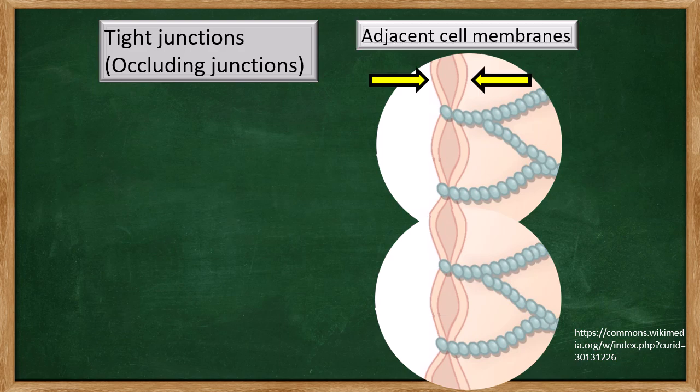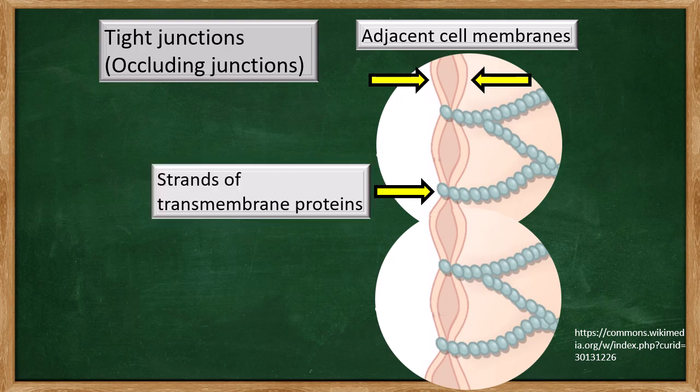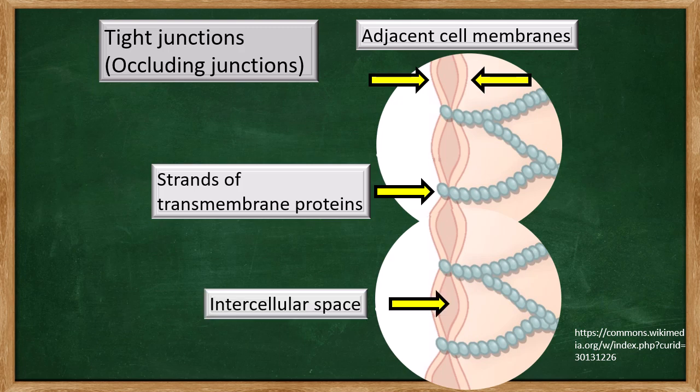Now those are the adjacent cell membranes. There's hardly any gap between the cell membranes, and the strands of transmembrane proteins help in virtually sealing off or completely gluing these two cell membranes. And here you can see a very little gap between the two cell membranes, in between the transmembrane proteins. A very tiny intercellular space may be seen, but this space is of no consequence because the whole purpose is total barrier protection.